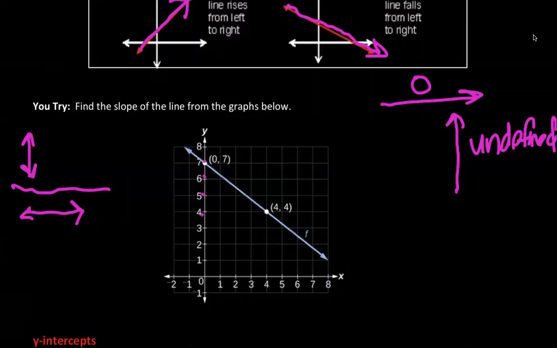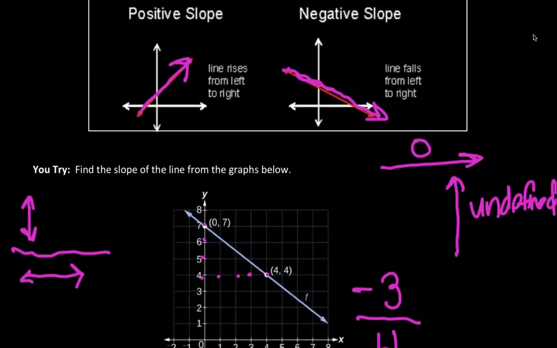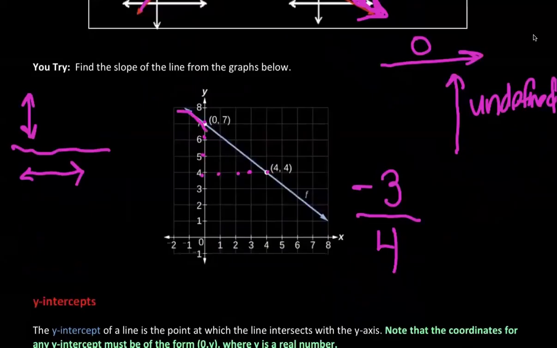So that's down 3. So I'm going to say -3 to indicate down. And 1, 2, 3, 4 to the right, which is a +4. So the slope is -3/4. And just to connect that to what we set up here, if a line is falling when we read it left to right, it has a negative slope. And look at this line. It's falling as we read it left to right, and the slope ended up negative. So yes, that matches.